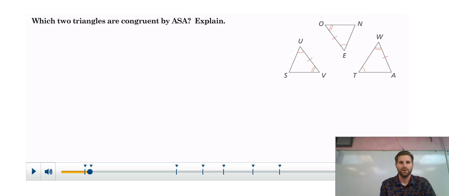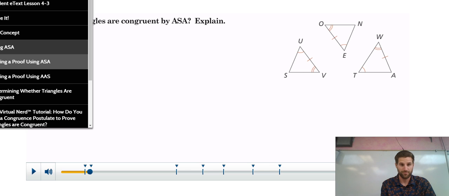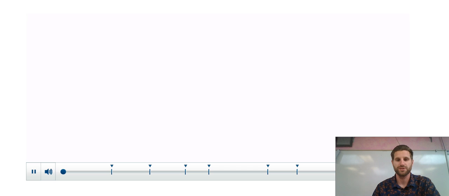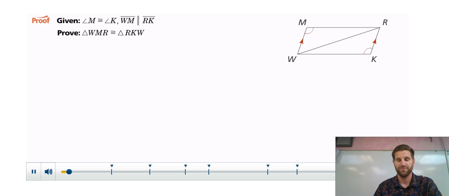All right. Let's go ahead and move on to our next example. So this is a proof. We're using our angle side theorem. So let's go ahead and get to it. So we have M and K are congruent, perfect. We have WM and RK are parallel.